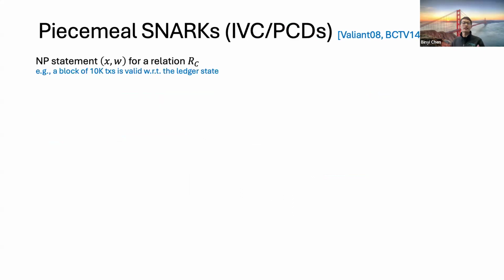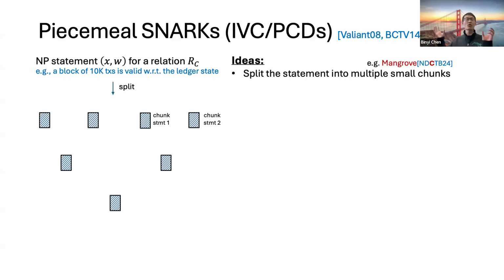Given that, an alternative way is to build what I would call a piecemeal SNARK. At a very high level, the intuition is the following. You start with some very large NP statement you want to prove. But suppose magically you can split this large statement into many small chunk statements, okay? Suppose, for example, you want to prove the correctness of 10,000 transactions. You can split them into 1,000 chunks. Each chunk statement is just responsible for 10 transactions. But this is just a toy example.